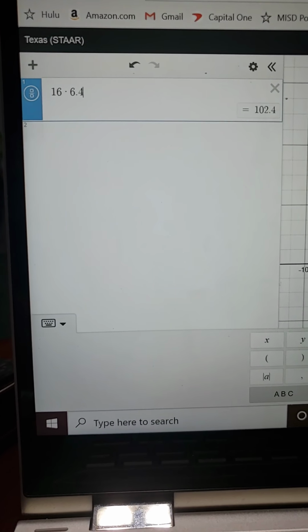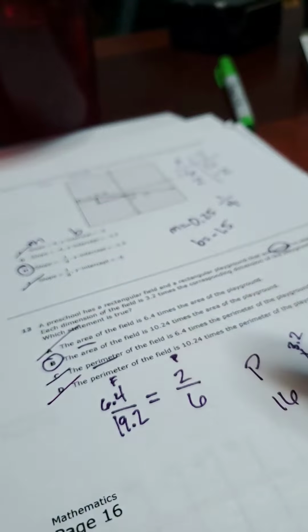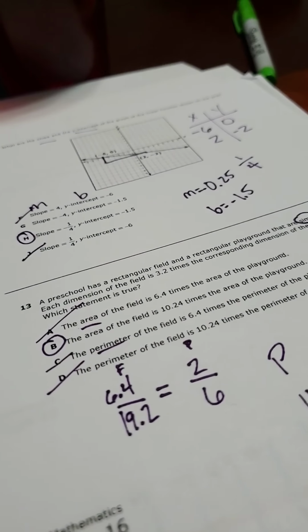Gives me 102.4. Totally, absolutely out of the range. Completely wrong. So that's too far. I can't go any higher. So both of those are automatically wrong. The only one that makes sense is B.